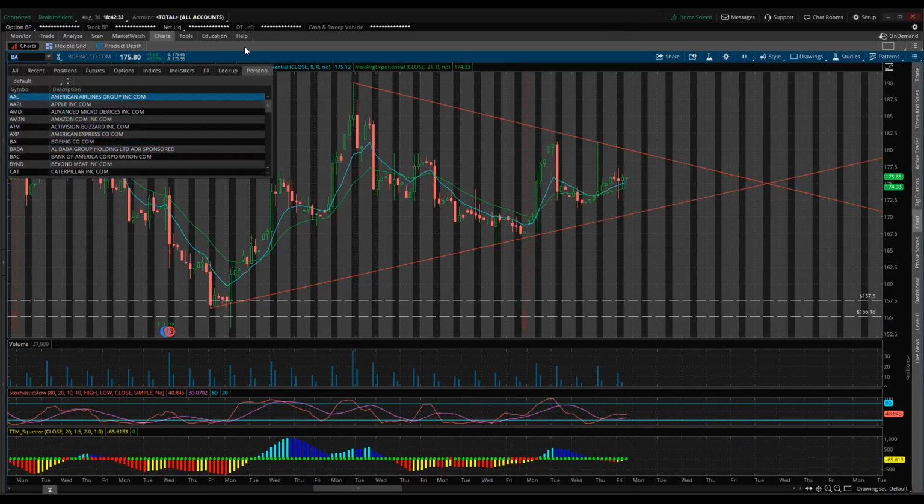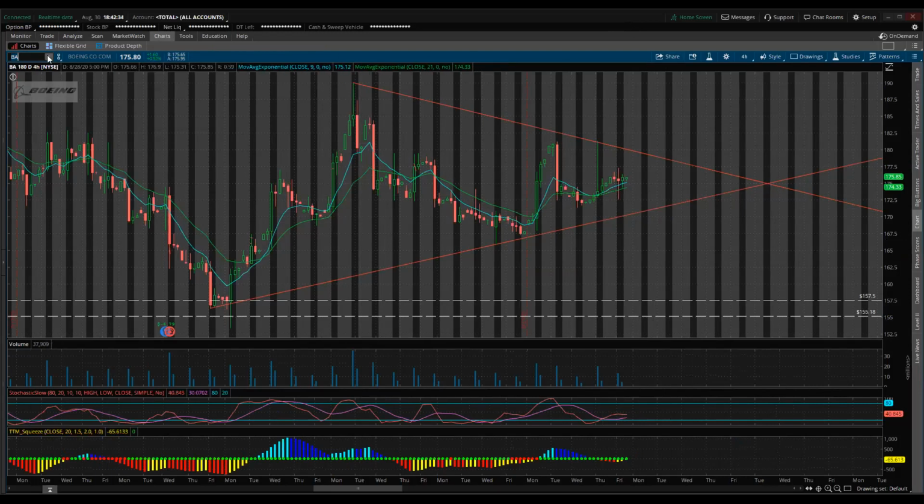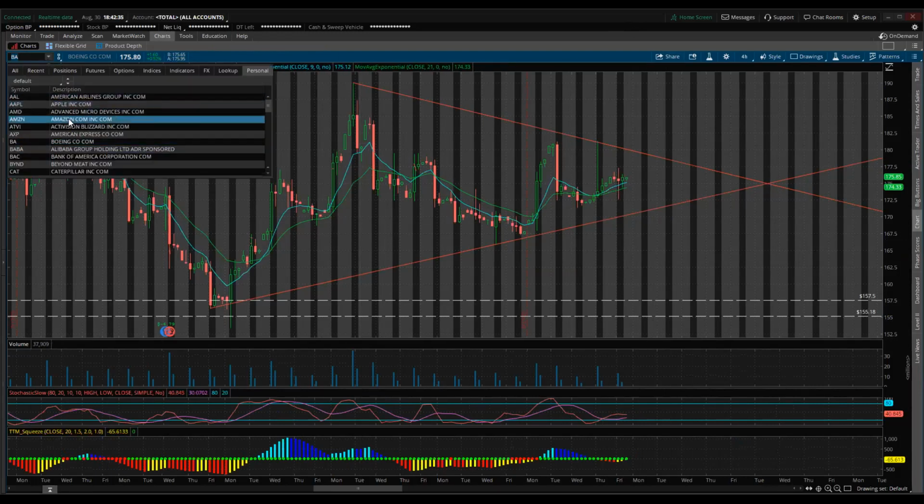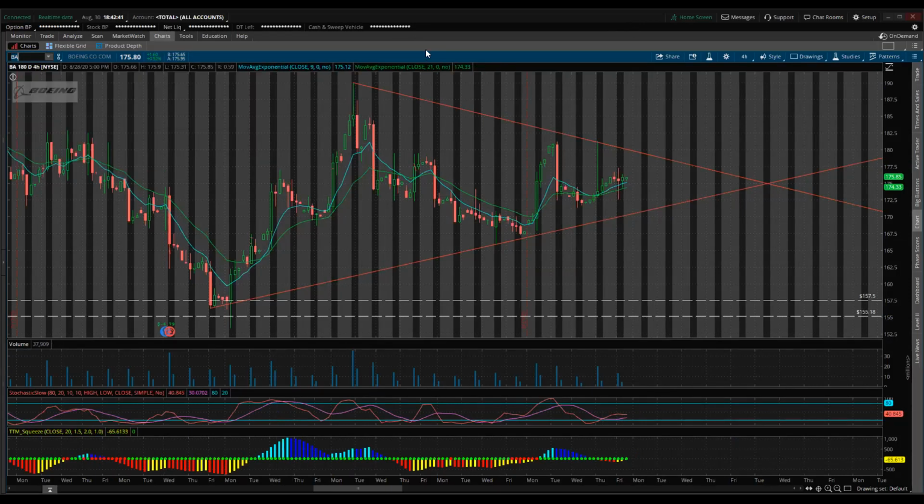Also, does anyone have any questions about that? I had a question about the support and resistance lines. Which stock was I looking at? Do you know? No, this one's fine. Okay.